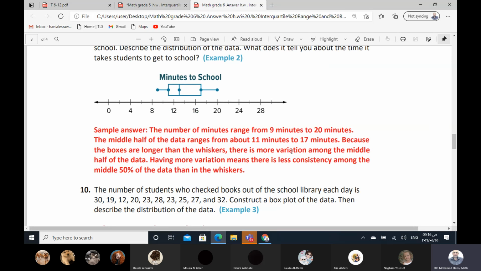There is more variation. Why more variation? Because the boxes are longer than the whiskers. When the box is longer than the whiskers, it means we have more variation among the middle half of the data. Having more variation means there is less consistency. Always, when you have more variation, you have less consistency among the middle 50% of the data than in a whisker. Who has any question here? Okay.